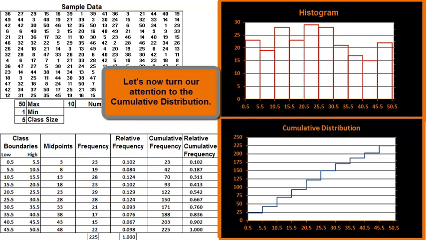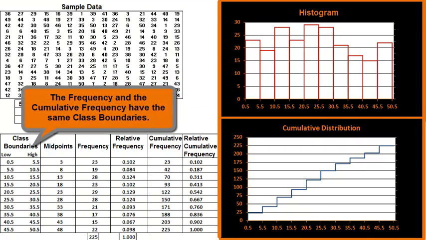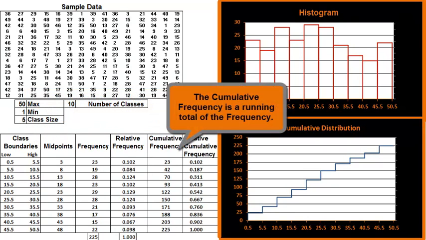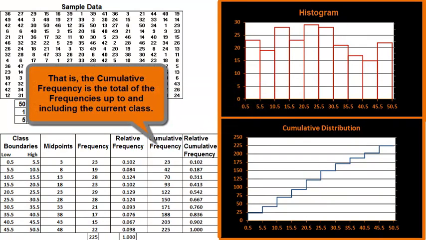Let's now turn our attention to the cumulative distribution. The frequency and the cumulative frequency have the same class boundaries. The cumulative frequency is a running total of the frequency. That is, the cumulative frequency is the total of the frequencies up to and including the current class.